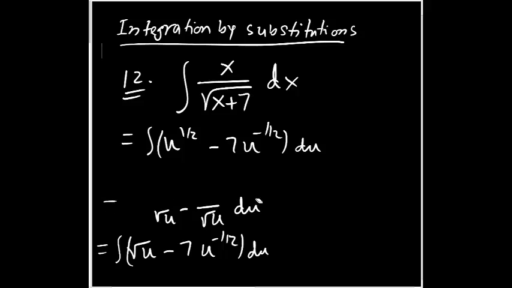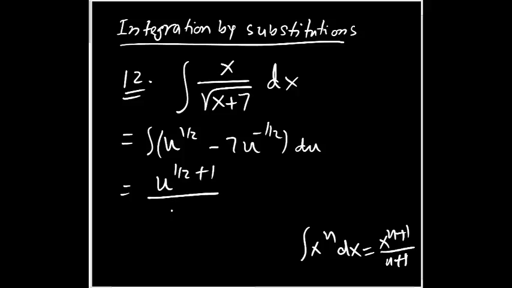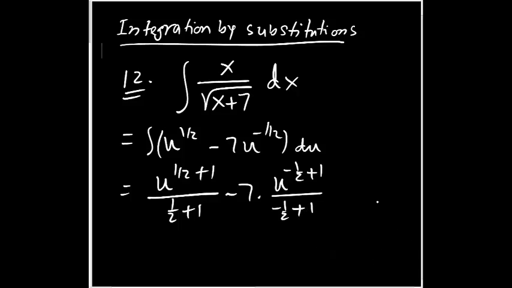You can use simple power rule. The power rule we know is this: integration of x to the n dx is x to the n plus 1 over n plus 1, right? That's the power rule. So when you plug it here, you get u to the 1/2 plus 1 divided by 1/2 plus 1, minus 7 u to the negative half plus 1 over negative half plus 1, and further simplification needed. If you do further simplification, you will see it is u to the 3/2 over 3/2 minus 7 times u to the half over half plus a constant.